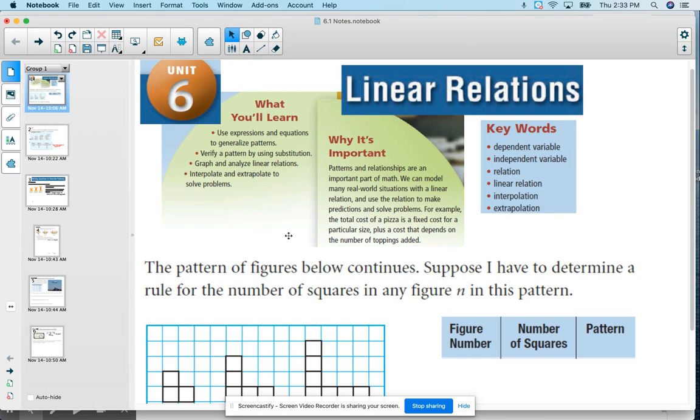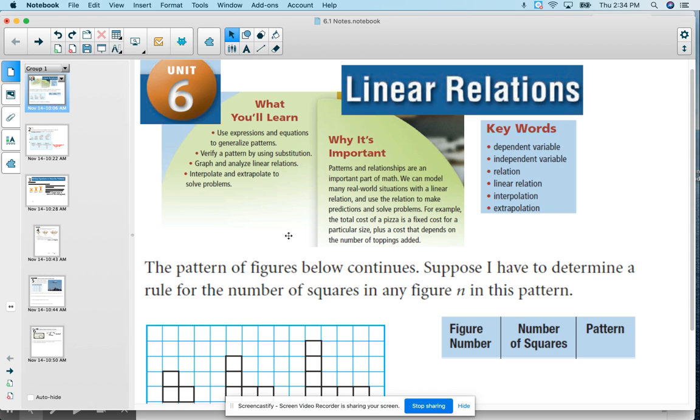Hi, grade nines. So today we're going to start our new unit, which is linear relations. A couple things we're going to learn and talk about through this unit is how to use expressions and equations to generalize patterns. You're going to be able to verify a pattern using substitution, so basically just checking your answer. You're going to be able to look at graphs and analyze linear relations, and you're going to be able to put information in the graph, and you're also going to be able to take information out of the graph.